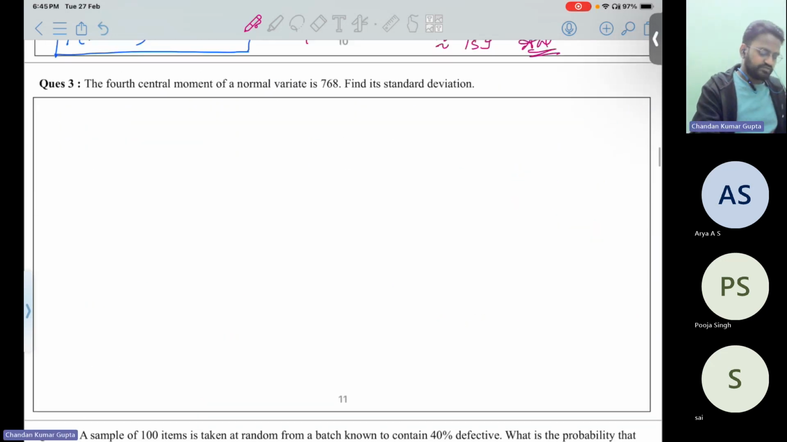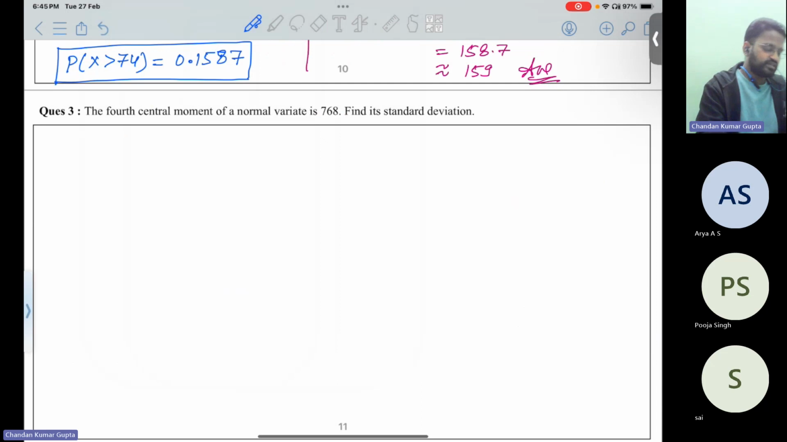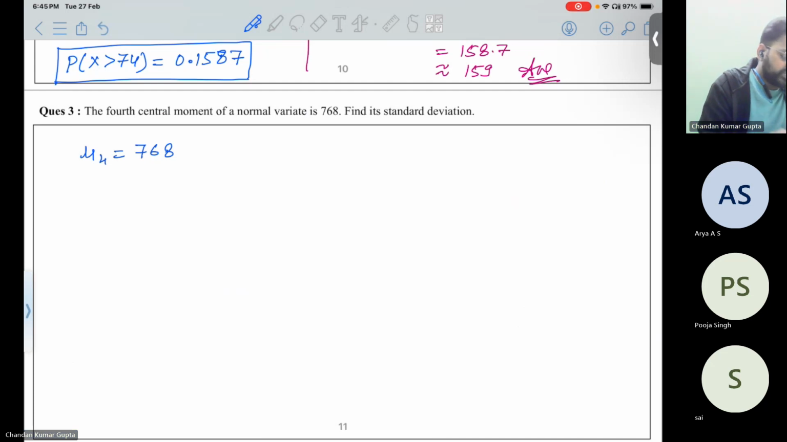Okay, now the next question. The fourth central moment of a normal variate is 768. We need to calculate its standard deviation. Given is the fourth central moment, that is mu4 equal to 768. We need to calculate the standard deviation, which is sigma.